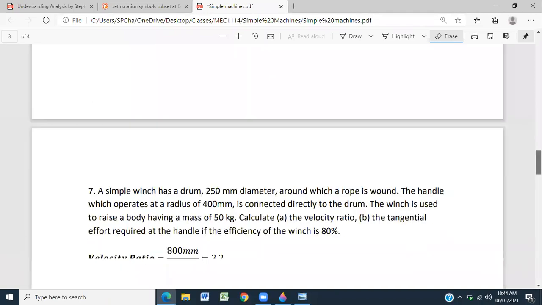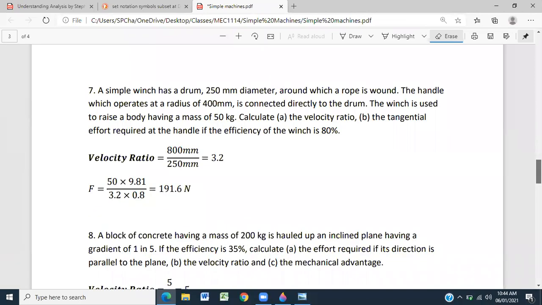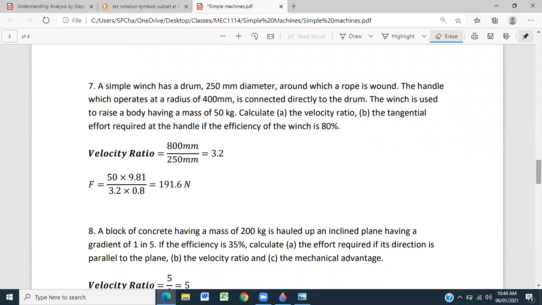What have we got? Now number 7, much simpler. Let me just read it for you guys, and then you'll work it yourselves. A simple winch. So you guys know what a winch is. It's the same thing as a wheel and axle, right? A simple winch has a drum 25 millimeters diameter around which a rope is wound.